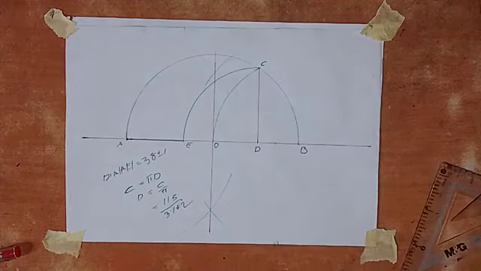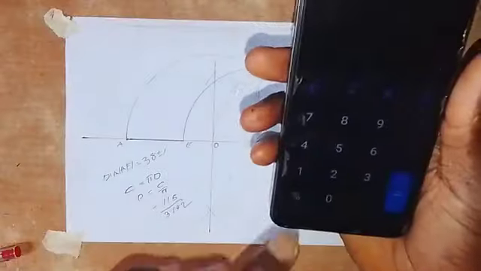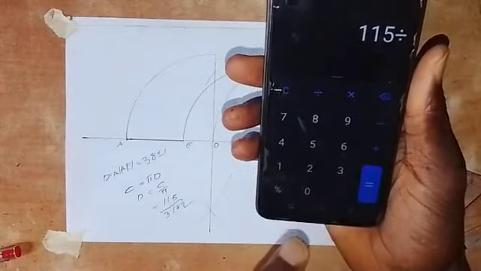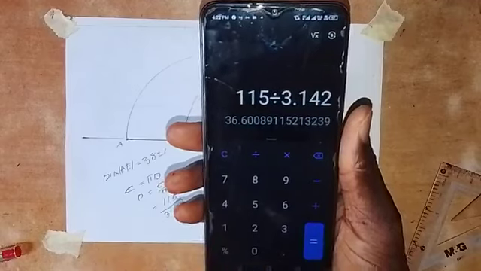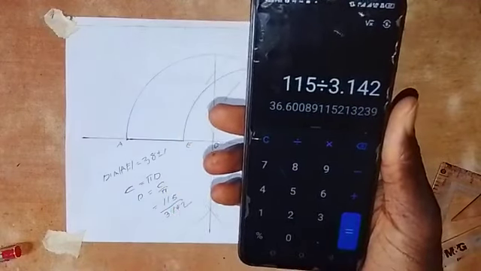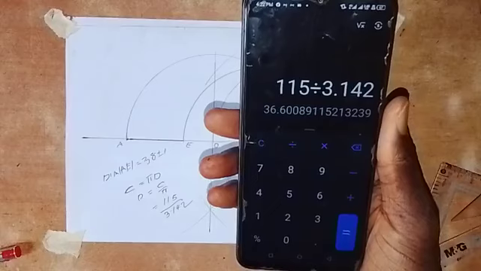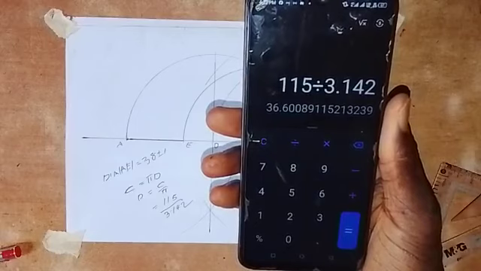With your calculator, let's work it out. I'm going to use my calculator from my phone. So we have 115 divided by 3.142. Look at what we got. It gives us 36.6, which can be approximated to 37.